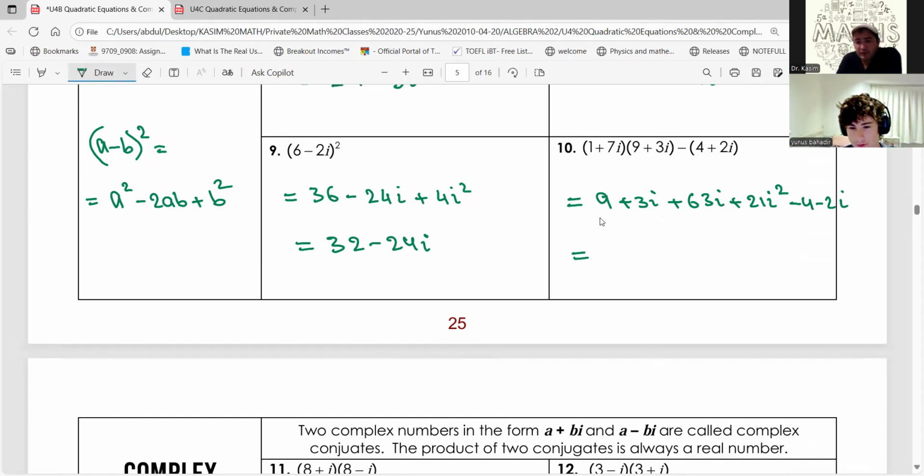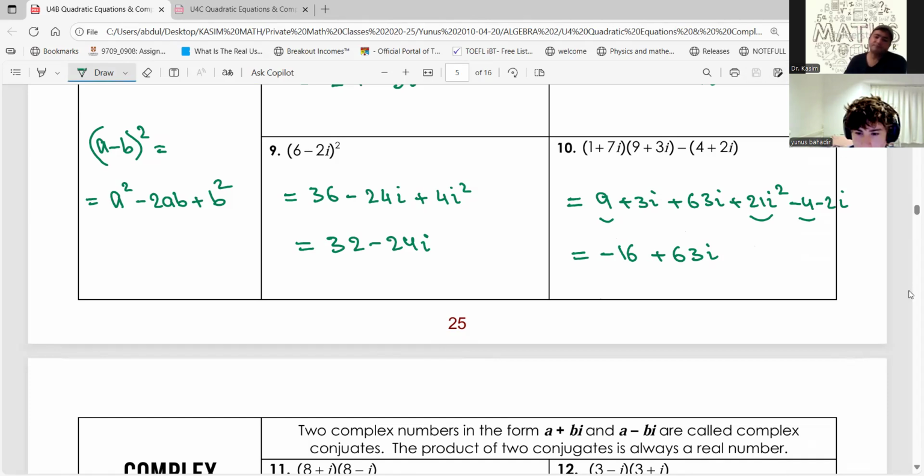The real part: here we have 9, here we have negative 21, and here we have negative 4. So negative 21, negative 4, negative 25, negative 25 plus 9, so negative 16, right? And now here we have 3i plus 63i, that is 66i, minus 2i, that is 64i.